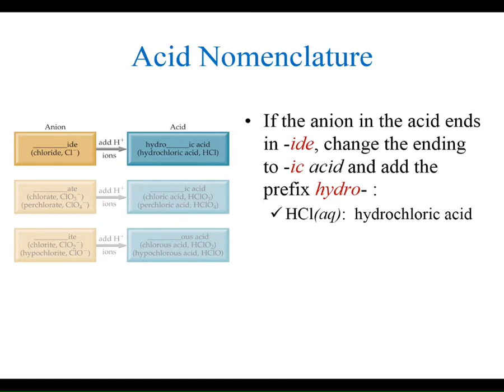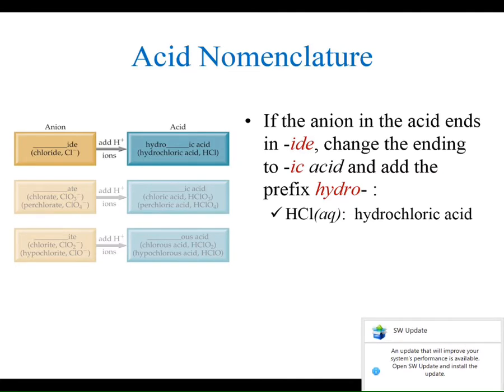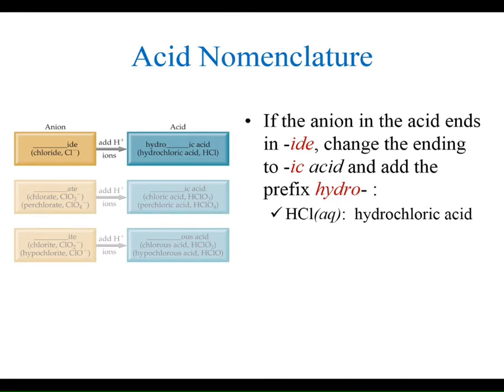So basically, when it splits up and the H plus comes off, whatever it leaves behind, if that anion ends in ide, like let's say chloride, bromide, iodide, cyanide, then for the acid you just put hydro on the front and ic acid on the end. So an easy example, HCl. If HCl ionizes in water, it's going to make H plus and leave behind Cl negative. Okay, how do you name chlorine by itself as an anion? Chloride. So I take the ide off the chloride, leaving chlor, so it's hydrochloric acid. So if it ends in ide, just hydro, then ic.